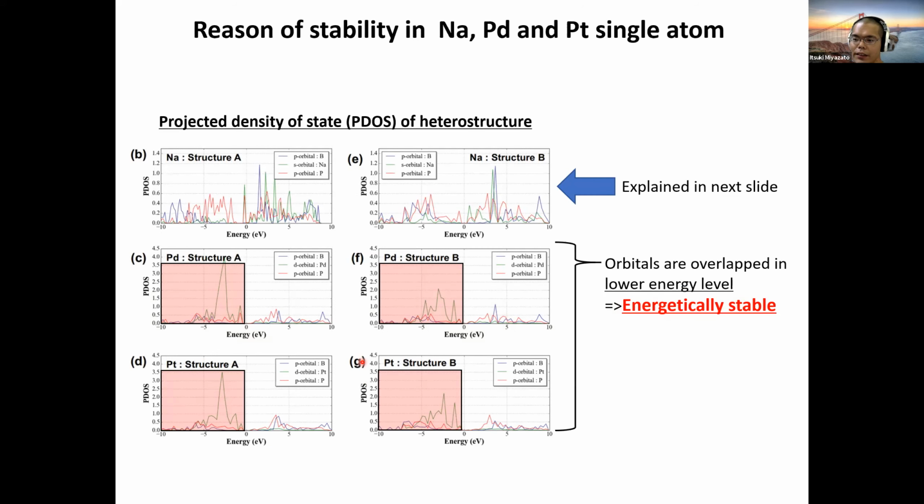Next, to consider the stability of the sodium, palladium, and platinum embedded heterostructures, the projected density of states is obtained. For the Pd and Pt cases, you can see that the overlap occurs at a low energy level, which indicates covalent bond formation between the embedded atoms and the monolayers. So those two heterostructures reveal themselves to be energetically stable.